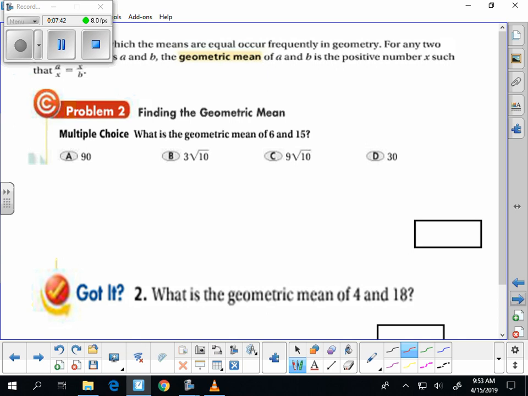So a lot of times when we're setting up these similar triangles, we end up with geometric means. And geometric means are just proportions where the means are equal.